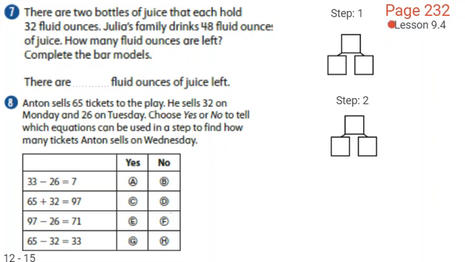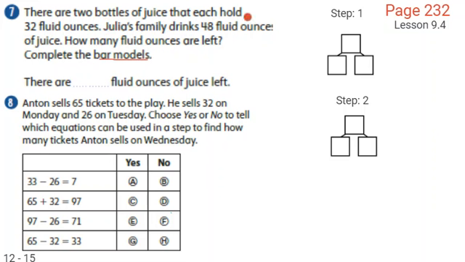Okay, so number 7 on page 232, lesson 9, session 4. There are 2 bottles of juice that each hold 32 fluid ounces. Julia's family drinks 48 fluid ounces of juice. How many fluid ounces are left? Complete the bar models. And I'm going to say number bonds over here.